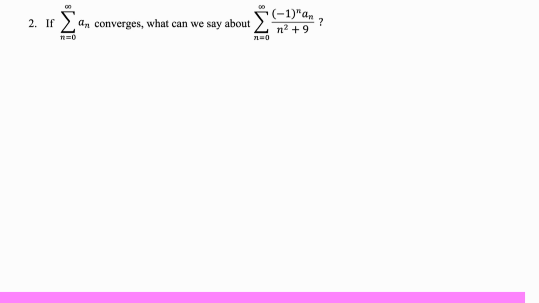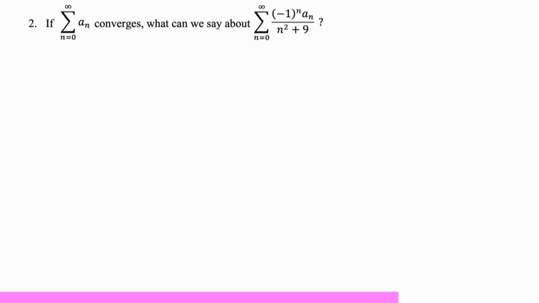If the sum from 0 to infinity of a sub n converges, what can we say about the sum from 0 to infinity of -1 to the n, a sub n, over n squared plus 9? All right, so if the n squared plus 9 wasn't there, we would be able to say that -1 to the n, a sub n converges absolutely, right? Because we already know that a sub n converges.